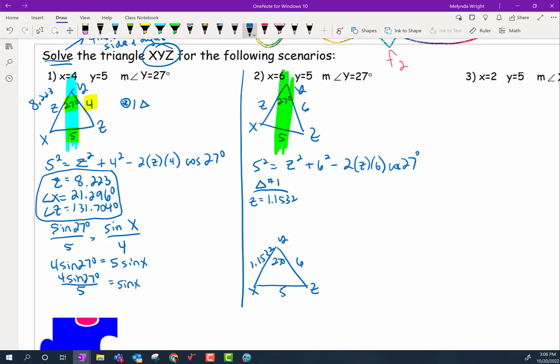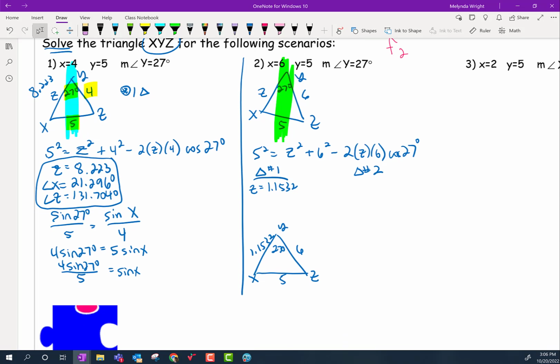Okay, great. Now I am going to have a triangle number 2. I would prefer to finish the first one I'm on if that's okay with you. Okay, so I need to figure out which angle I want to find. This time, should I find angle X? No. Why not? It's across from the biggest side.